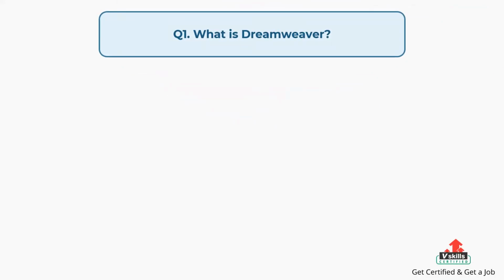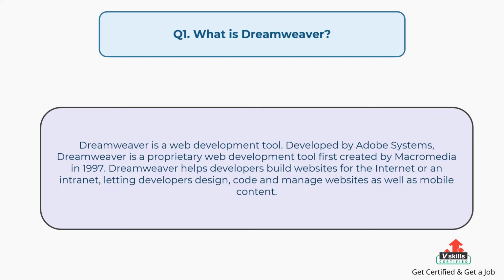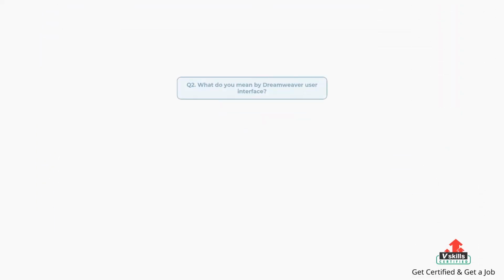What is Dreamweaver? The answer is Dreamweaver is a web development tool. Developed by Adobe Systems, Dreamweaver is a proprietary web development tool first created by Macromedia in 1997. Dreamweaver helps developers build websites for the internet or an intranet, letting developers design, code and manage websites as well as mobile content.